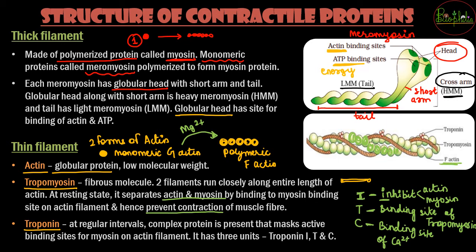Now this F actin is going to run along parallelly with the second type of protein, that is the fibrous protein tropomyosin. So here there is tropomyosin also, and at regular intervals you are also going to see the presence of troponin with its three units, that is troponin I, T and C. So ITC company, you can remember it that way. It is the same way ITC is going to be present in the troponin. So that is the entire structure to understand about the thin filament contractile proteins and the thick filament contractile proteins.